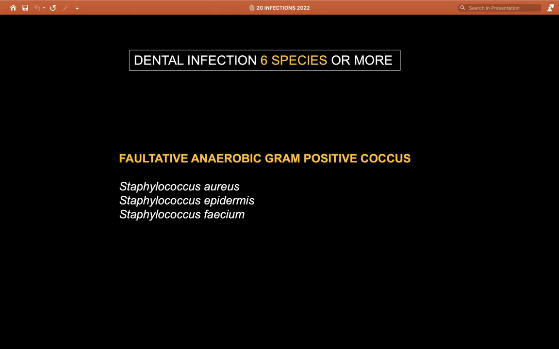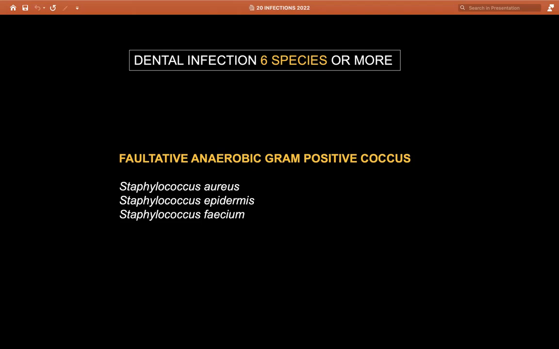Now, what happens when we get a dental infection? We don't get just a single bacteria participating in that. We usually get 6 or more bacteria. What we usually get will be a facultative, anaerobic, gram-positive coccus. Those are the main leaders of the infection party, so to say. Now, those that appear in there will be Staphylococcus aureus, Staphylococcus epidermidis, Staphylococcus hyicus. So those are the ones who end up there.